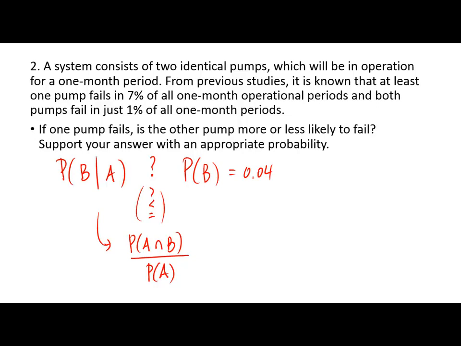Okay, so we know what the probability of A intersect B is. That's 0.01. And we know what the probability of A is. That's 0.04. So that conditional probability is 0.25.